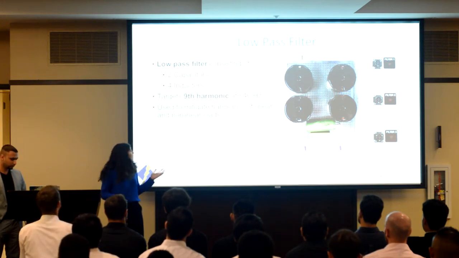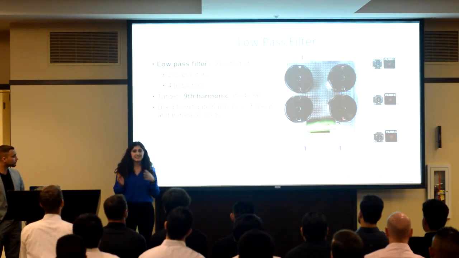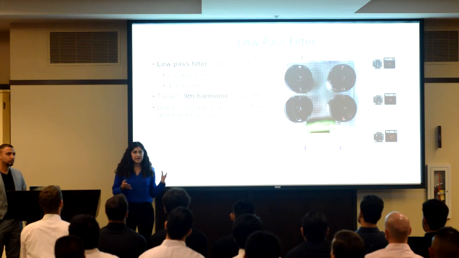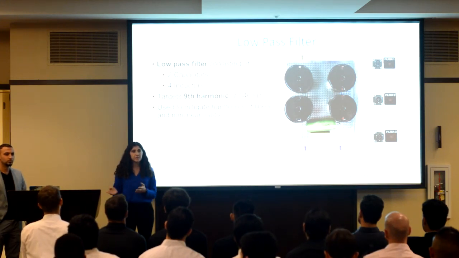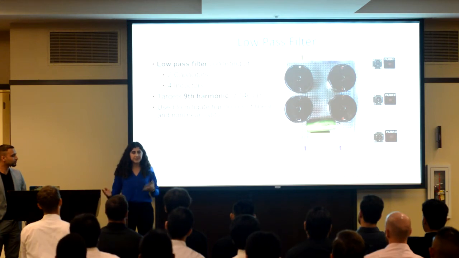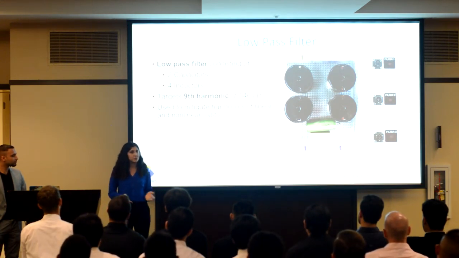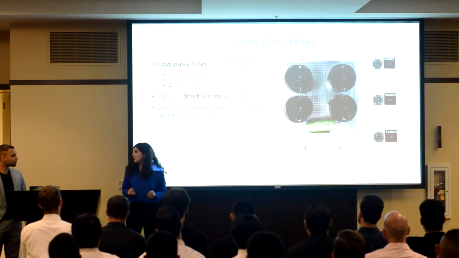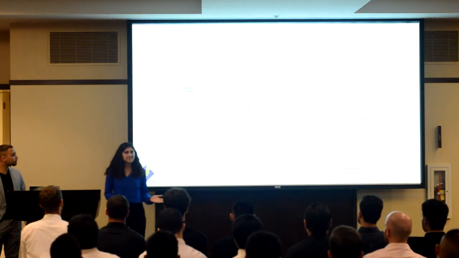And so for our design, we decided to design a low-pass filter, which will essentially block out some of the higher harmonics, starting at the 9th harmonic at 540 hertz. And by doing so, it will reduce the total noise in the overall system. And next will be Amar talking about our system block diagram.